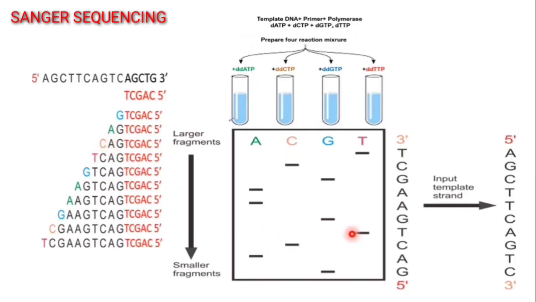Here you see the T band, where T terminated this chain, and here in the G well, this fragment is terminated by G, ddGTP. Here it is terminated by A, here by G, here by G, here by C, and here by T. From the lengths of the different fragments, we can identify the sequence present in our DNA: G, A, C, T, G, A, G, C, T. This is the sequence.